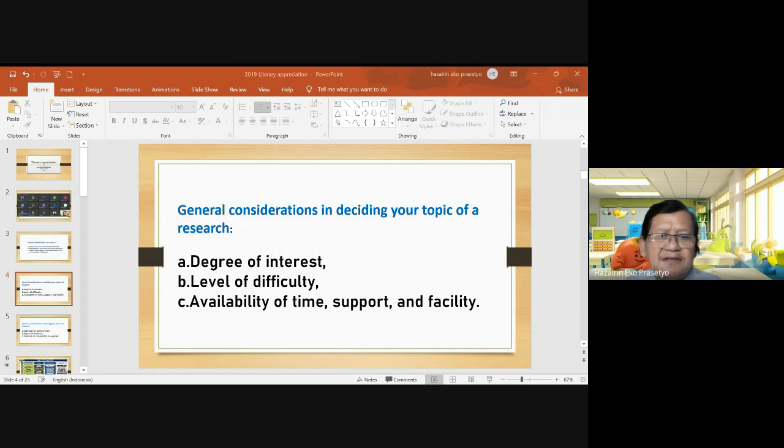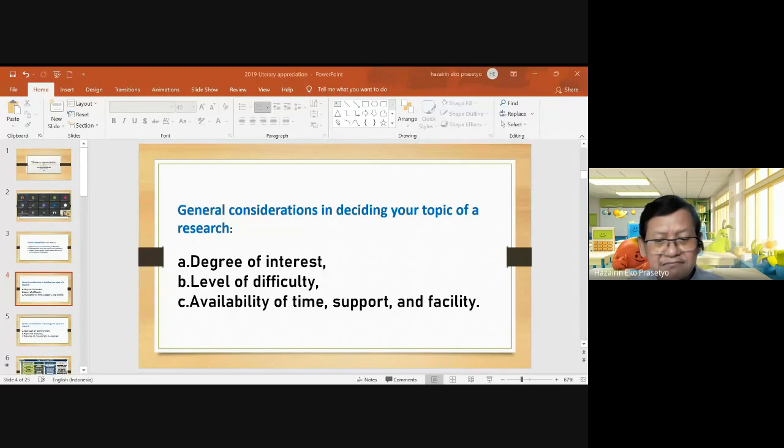Okay, number three, the general consideration is availability of time, availability of support and facility. It's very important. If time is abundant, let's say you have one full year and you have no other activities except doing that research, then available time. And support? Okay, support can be from your friends, from your parents, from the school, if you want to do research at the school, from anyone who is involved in your research.